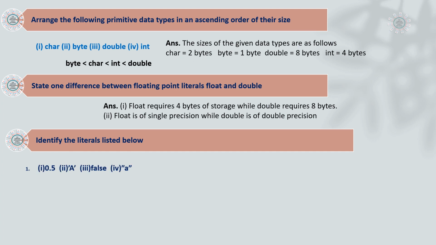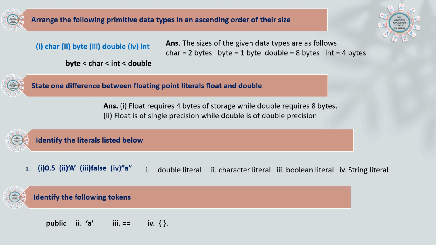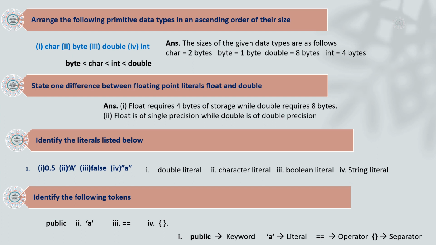And literals, here the type of literal. So here we can see 0.5 is double, single quotes means character, false means boolean, and double quotes means string literal. And identify the following tokens. public is a keyword, single quotes is a character literal, double equal means it is an operator, and braces mean it is a separator. So all these types of questions can come. It was there, so be prepared. Logical questions will also come. Analyze the question, then write the proper answer.